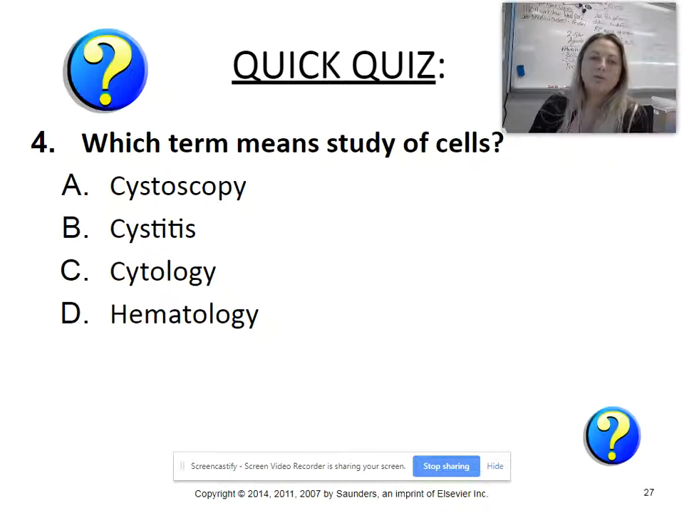Which term means study of cells? Let's think about what the study of is. We might think of this in regards to some of our science classes, namely about life. That would give you the suffix logi. And if we look back at the root word that we just learned for cell, it would be cyte, or cyto if you have the combining form. So cytology is the answer. It's C.